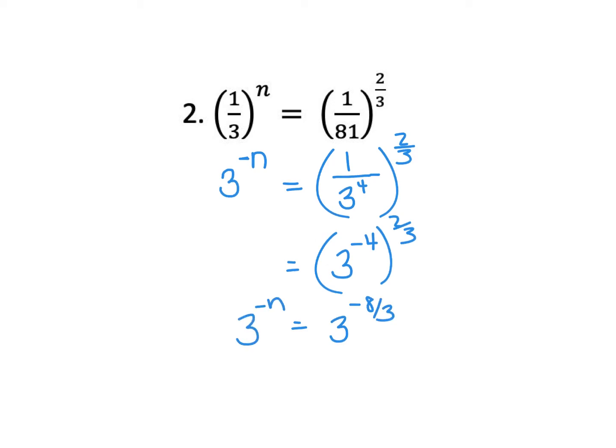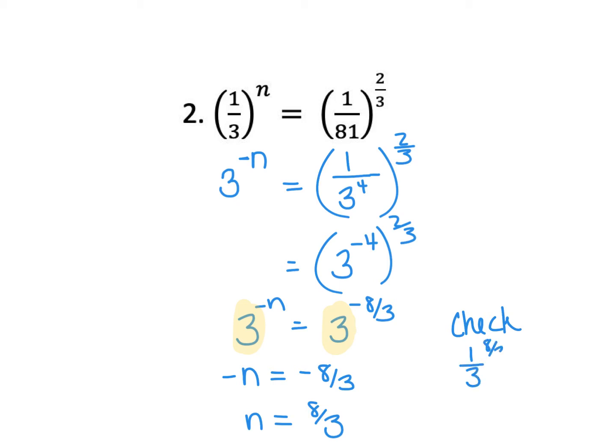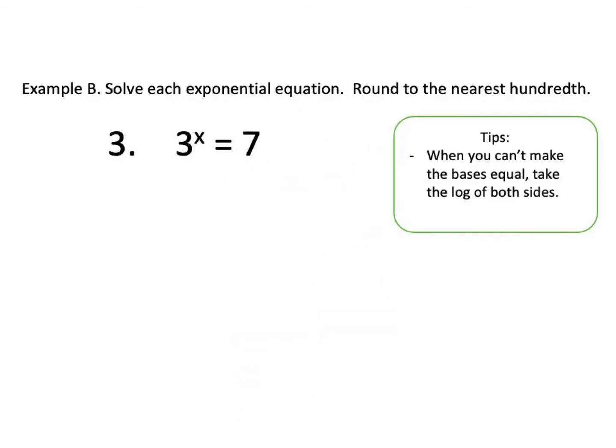So now my bases are the same, so I can use my one-to-one property where negative n is equal to negative 8/3. Therefore, n is equal to positive 8/3. I'm going to just check and make sure that my solution is correct. So 1/3 to the 8/3, throw that in my calculator, I get approximately 0.0534. Toss 1 over 81 to the 2/3 in my calculator, and sure enough, I get the same decimal. So my solution is correct.